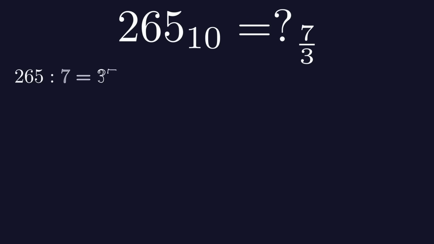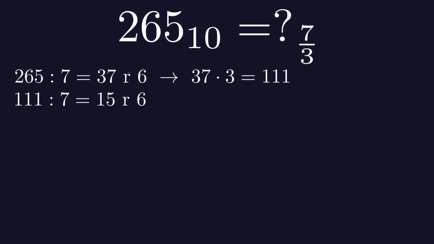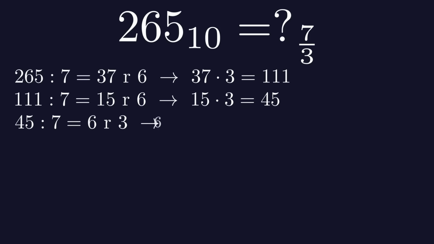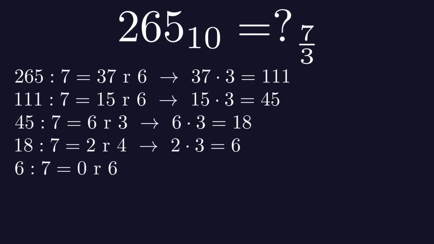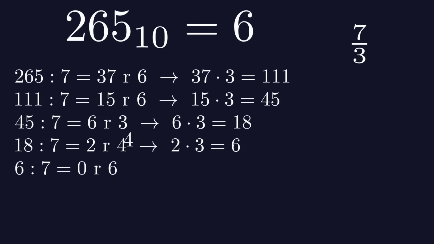Now let's see how this would work in base 7/3. We start the same. We divide 265 by 7. Now we do something different. We multiply 37 by 3. Then we divide 111 by 7. We get 15 and a remainder of 6. So we multiply 15 by 3 and divide by 7. We do it until we get 0. It means that 265 in base 7/3 looks like this.